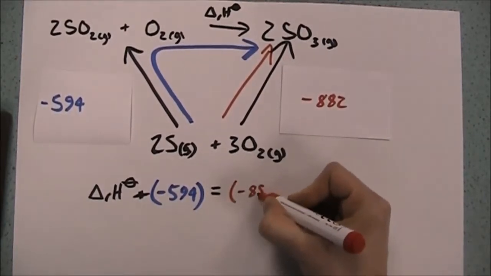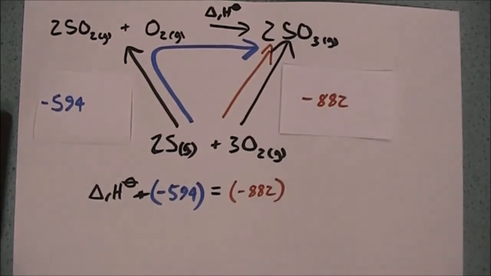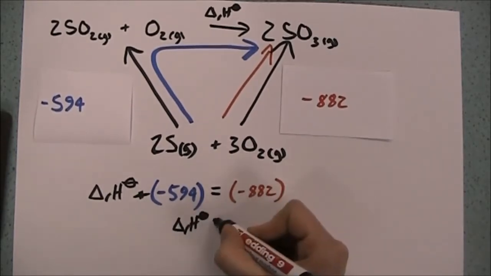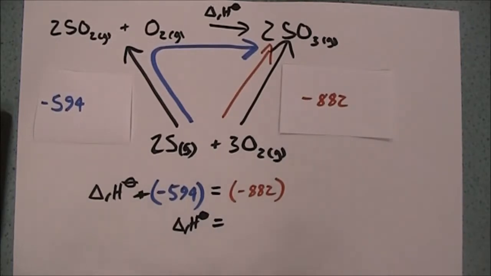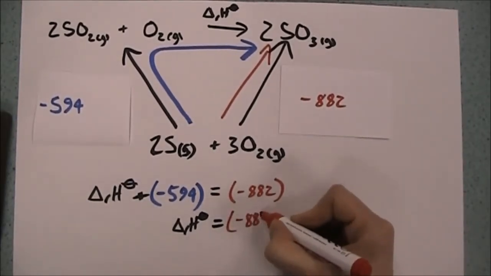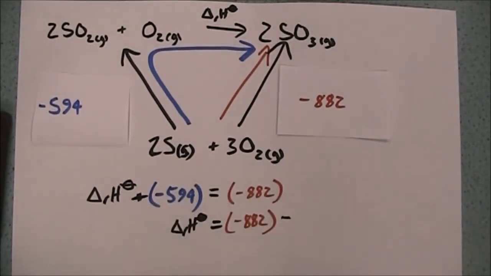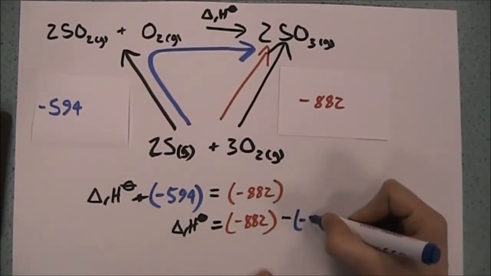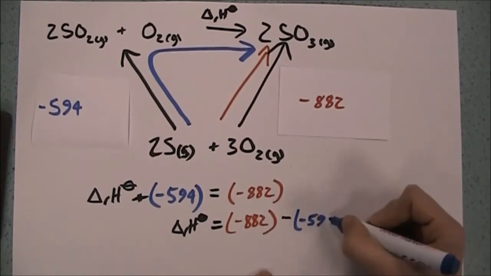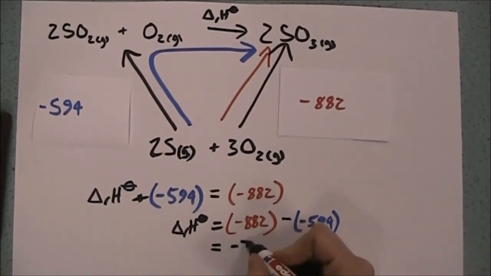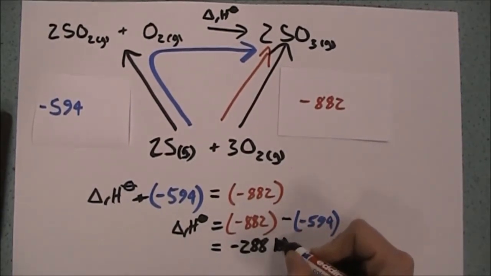Minus 882. And again, what we're going to do here is subtract this term from both sides, and so we end up with just delta rH, standard conditions, on this side, equals minus 882 minus, we've subtracted it, minus 594, and that gives me a value of minus 288 kilojoules per mole.